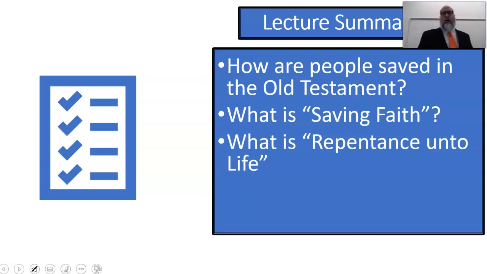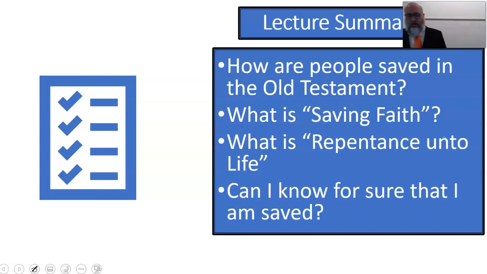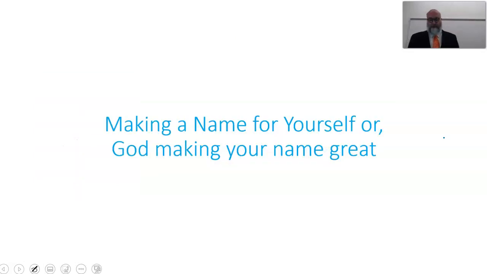We've seen that the people who end up in heaven are all people who have massive sin, who have problems, who aren't perfect people. So what does it mean to have this repentance unto life? What does it mean to have this saving faith? And how can I know that that's true of me? How can I know that my faith is real, that my repentance is real? How can I know that I'm walking along the path that the Old Testament and New Testament reveal? So that's what we're going to look at today.